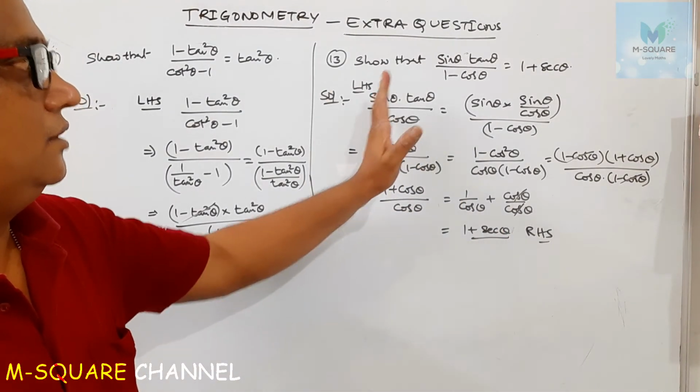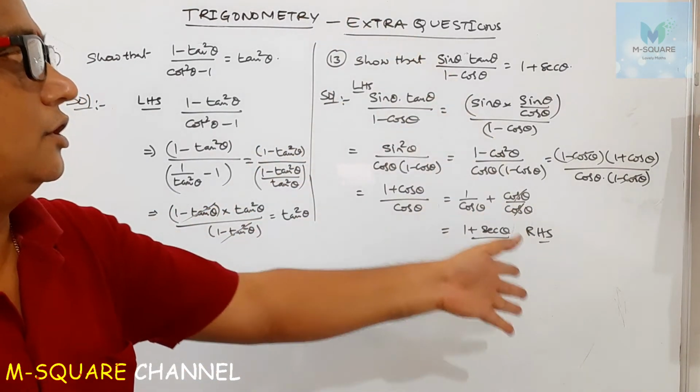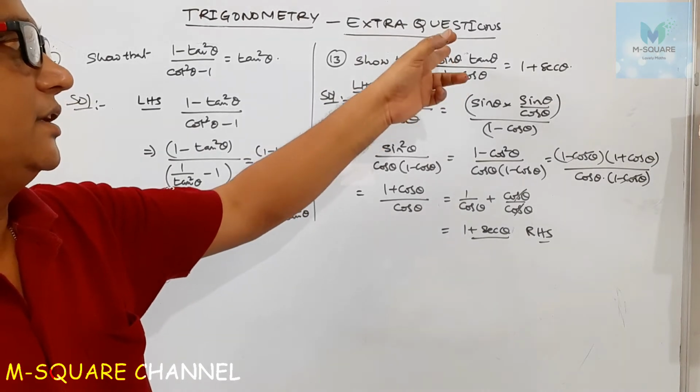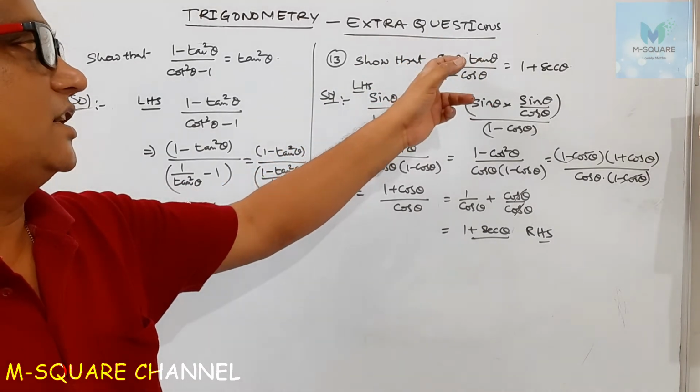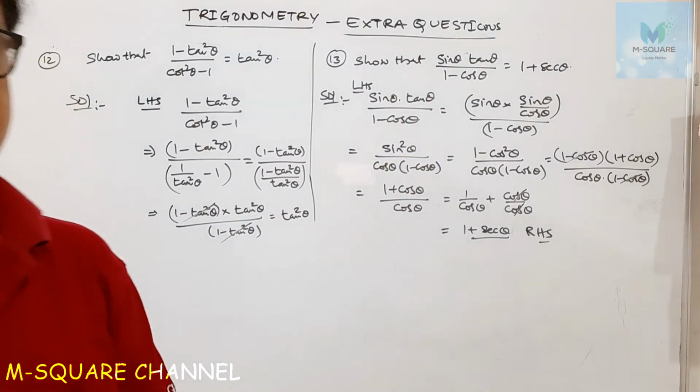Observe the question: from where we are going to start, where we are going to stop. This is the most important. First I remove tan, next I remove sine. After that the total question is in the form of cos theta.